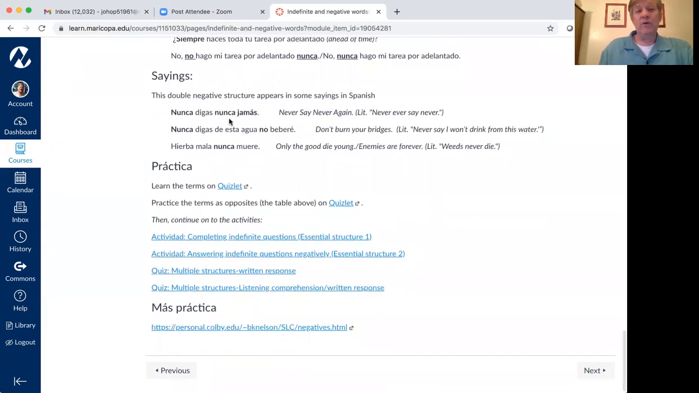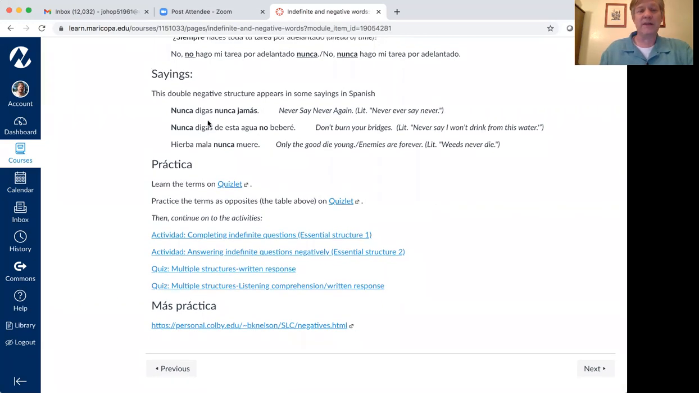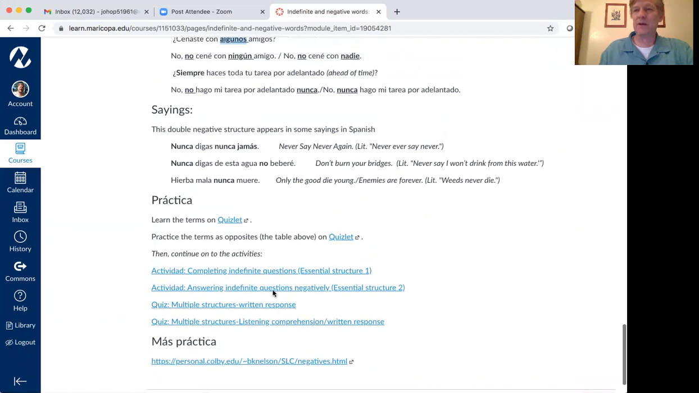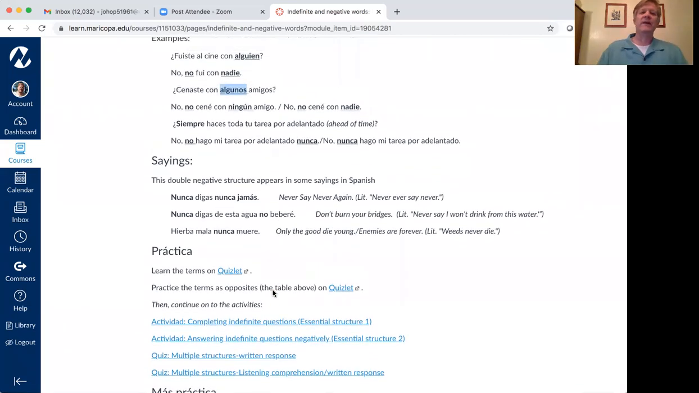All right, we've included a few sayings for you to see. Nunca digas nunca jamás, nunca digas de esta agua no beberé, etc. Those are famous sayings. These last two especially. Mala hierba nunca muere. Practice them on Quizlet, practice them as opposites, on Quizlet as well, and then do these few exercises. ¿Está bien? Muy bien, clase.